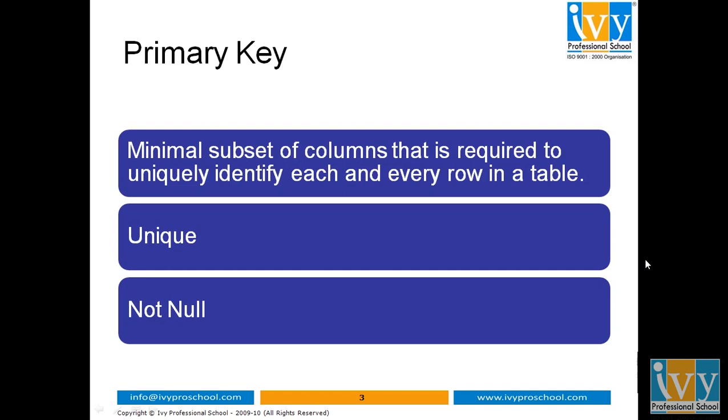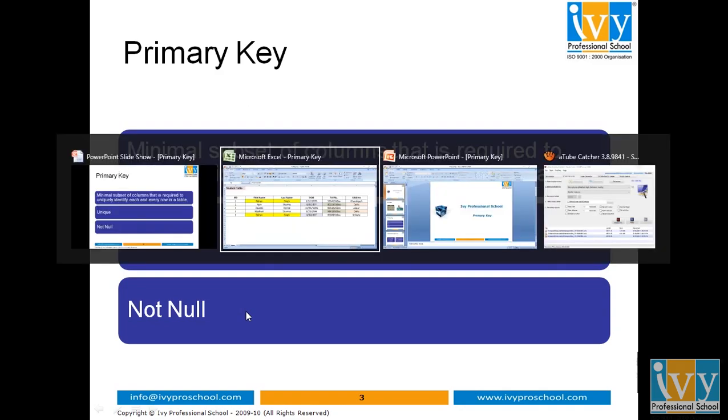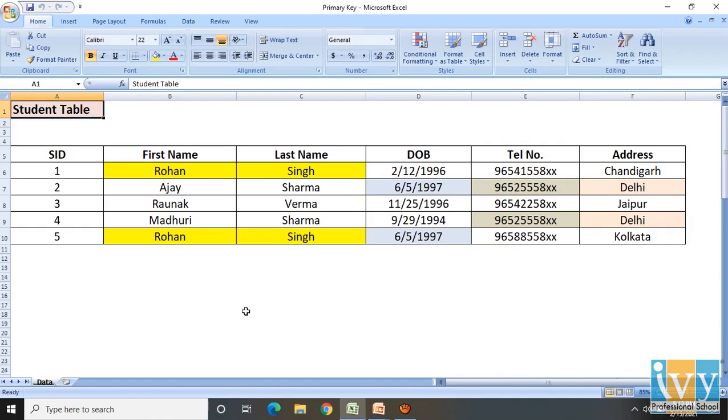There are two conditions for a column to become a primary key. The first condition is that each entry in that column should be unique. The second condition is that there should not be a single null value. Alright. Now let's quickly have a look at an example. So this is a student table, right? This is a dummy student table with 5 rows.